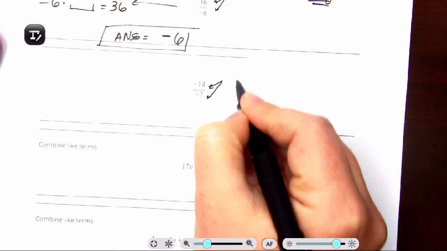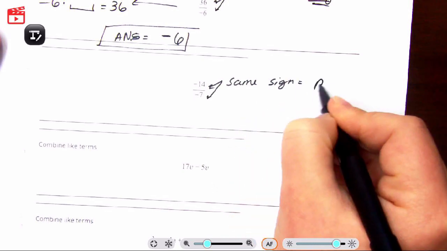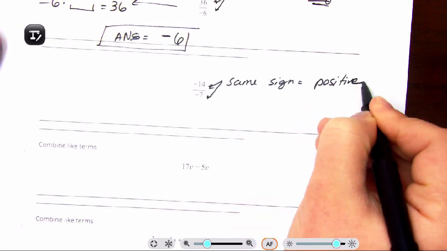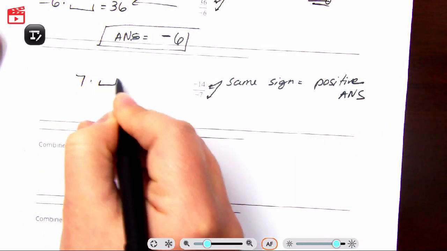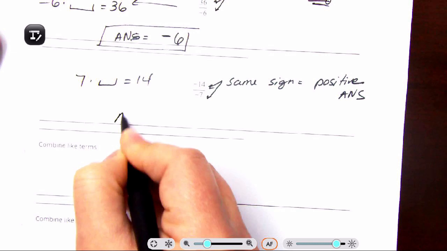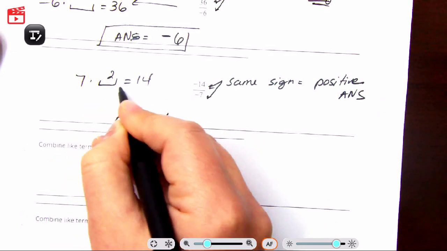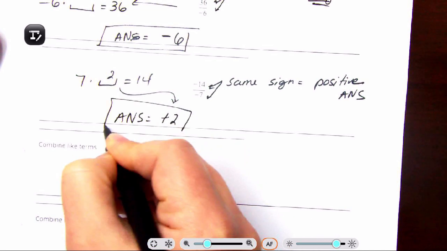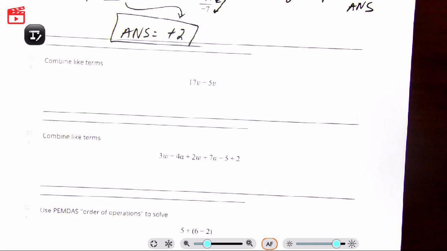These here are the same sign. Same sign means positive answer. So 7 times what is 14? We know our answer is going to be positive. 7 times 2 is 14, so we have 2 as our answer. All right, let's go ahead and continue.